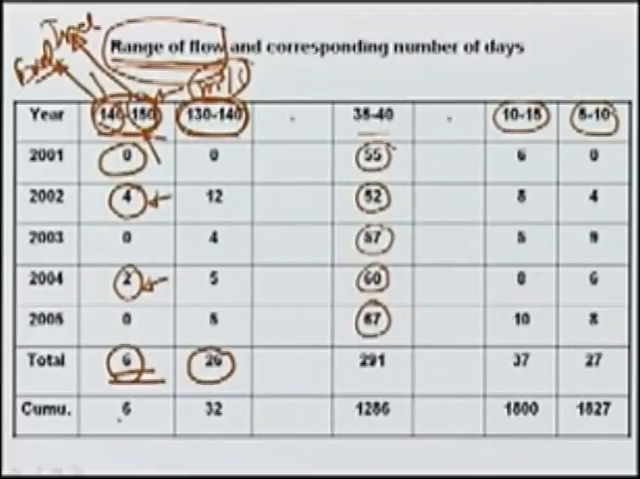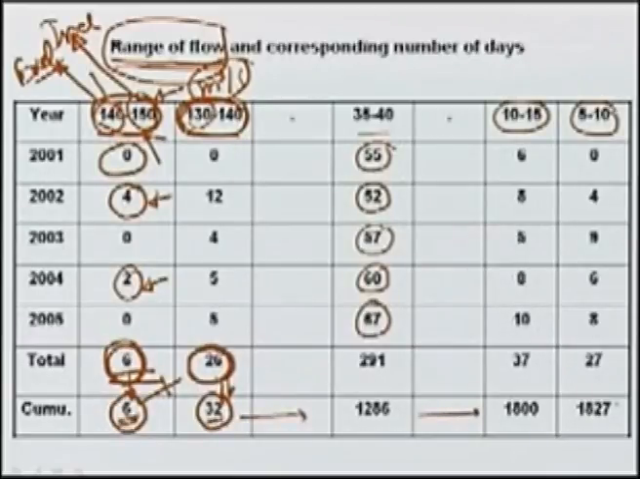And then we would do a cumulative discharge. So, this will be 6, then 6 plus 26 will give us 32 and so on. So, this 6 represents the number of days for which discharge is higher than 140, and 32 represents the number of days for which discharge is higher than 130, because 130 to 140 is 26 and 140 to 150 is 6. So, the total of these two will give us the number of days for which discharge is more than 130 meter cube per second. Similarly, we do all this, and ultimately this 1827 represents 5-year data.